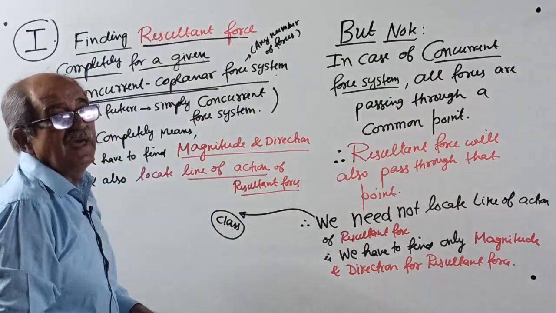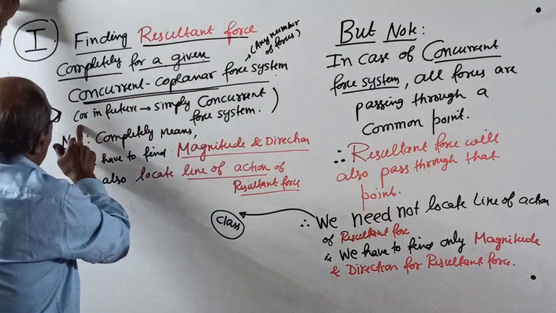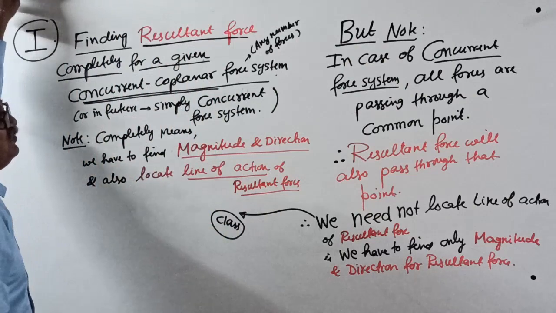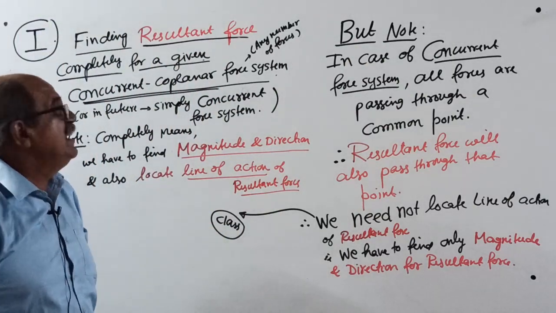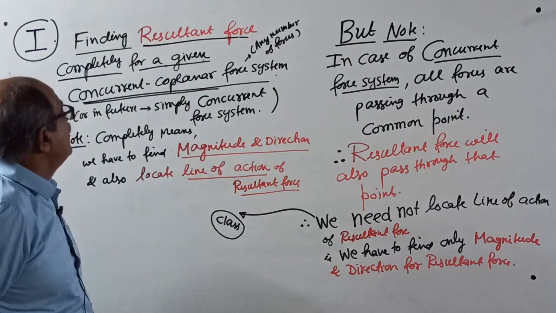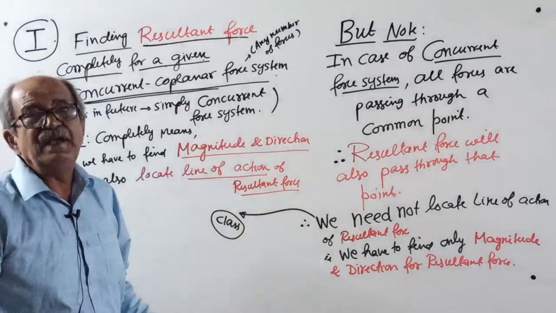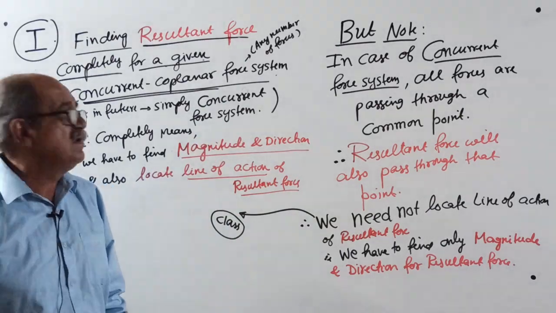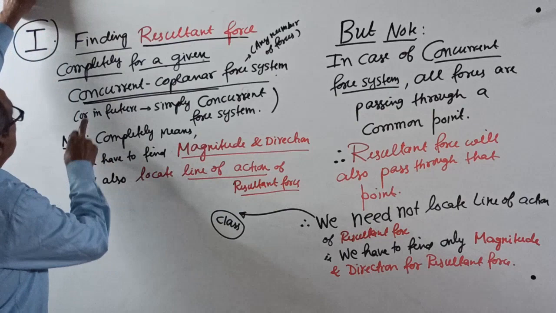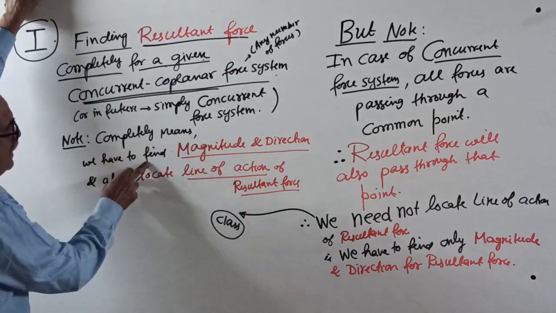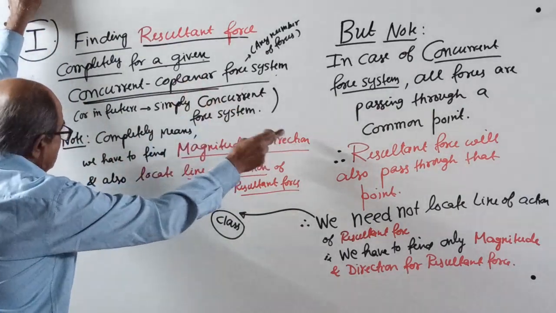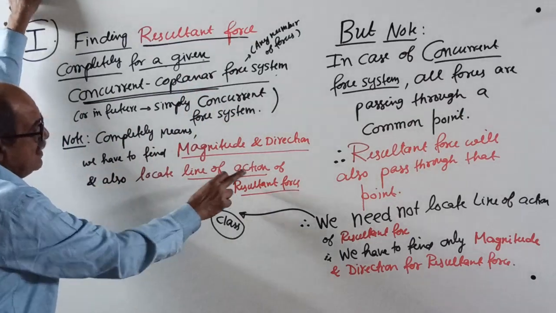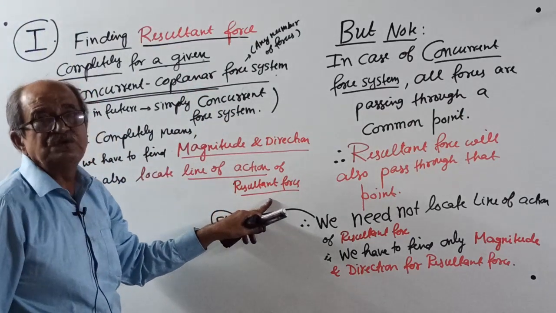Here space is not there. Any number of forces. In future we won't waste time every time saying concurrent coplanar. We'll simply say concurrent because our study is only coplanar. Note, completely means we have to find magnitude, direction, and also locate the line of action of the resultant force.